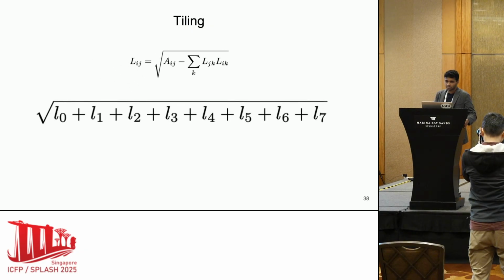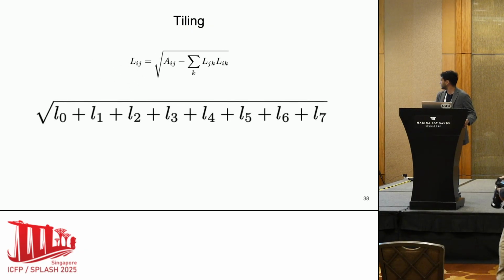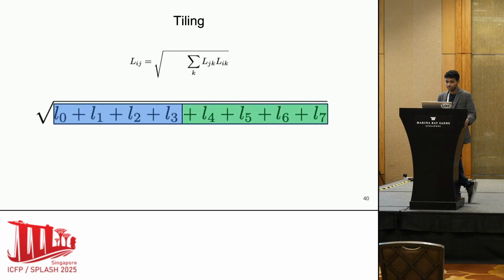So imagine we have this equation here. For the sake of simplicity, I'll remove the subtraction. So then all we're left with is a summation and a square root on top of it. Let's say it's just 8 elements. And I want my first tile in blue over here to execute the first half of the summation. And our second tile will implement the second half of the summation in green. It'll finish up the accumulation.